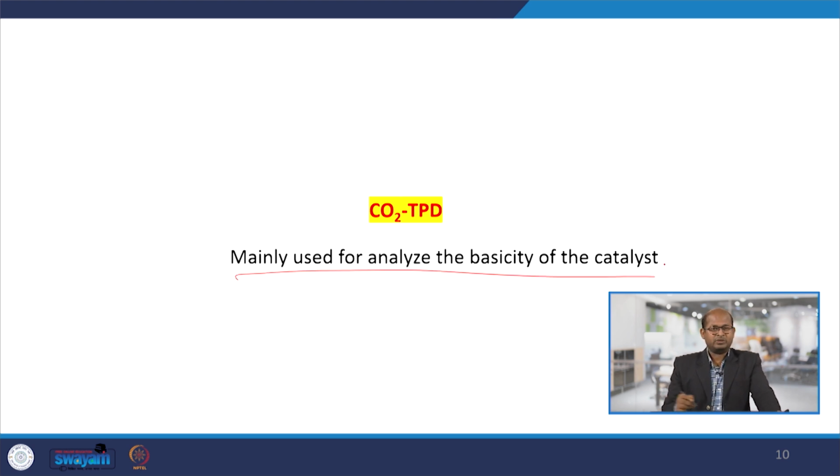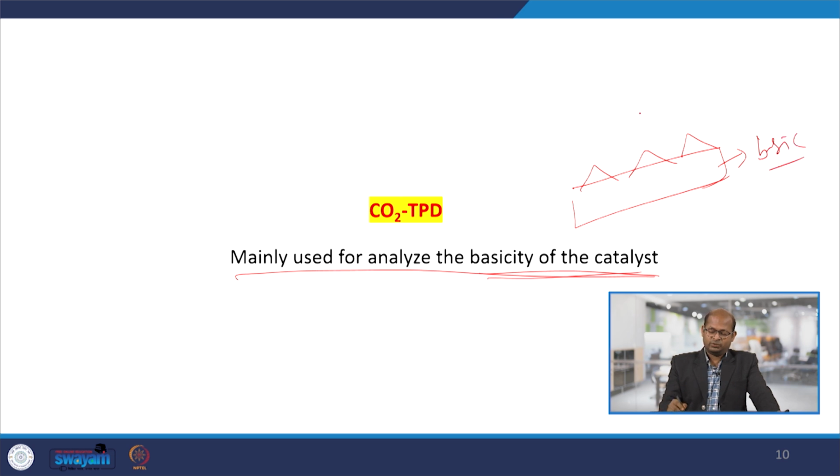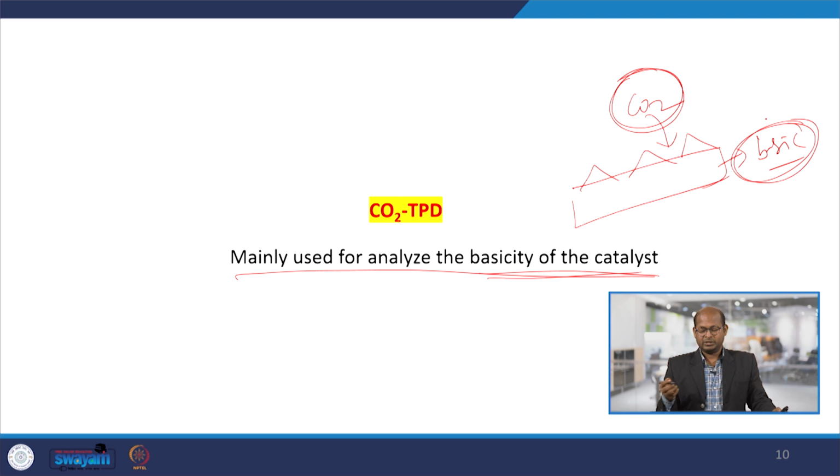Mainly with the help of this study we can analyze the basicity of the catalyst. Let us say the surface of the catalyst has some basic nature. If CO2, which is acidic in nature, comes here, it would get adsorbed over the basic sites present on the catalyst surface. So, if we quantify the CO2 concentration, then the number of basic sites we can also quantify.